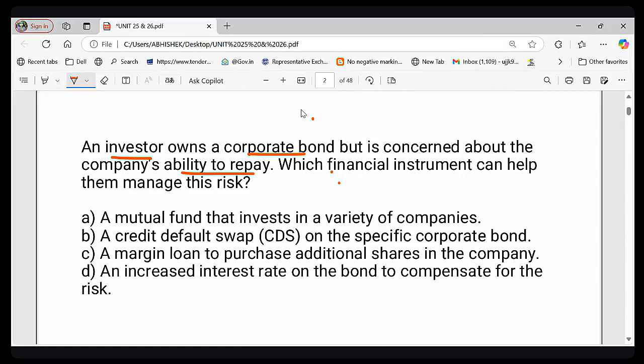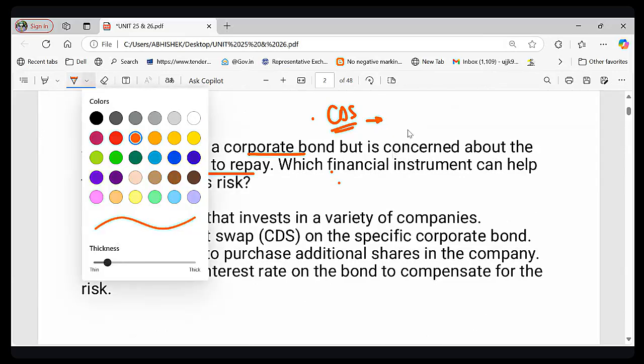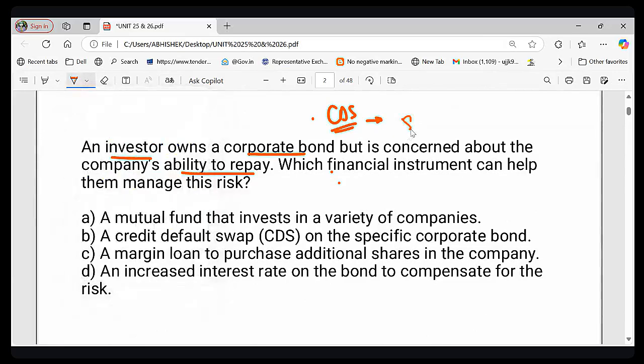This is where the CDS, that is called credit default swap, comes into play. Yes, option B is the correct answer. You know about CDS, the credit default swap. CDS is like a safety net. You pay a small fee to another party, say a bank, and in return they promise to compensate you if the company defaults on its bond payment. So basically it is a way to transfer the credit risk to someone else.